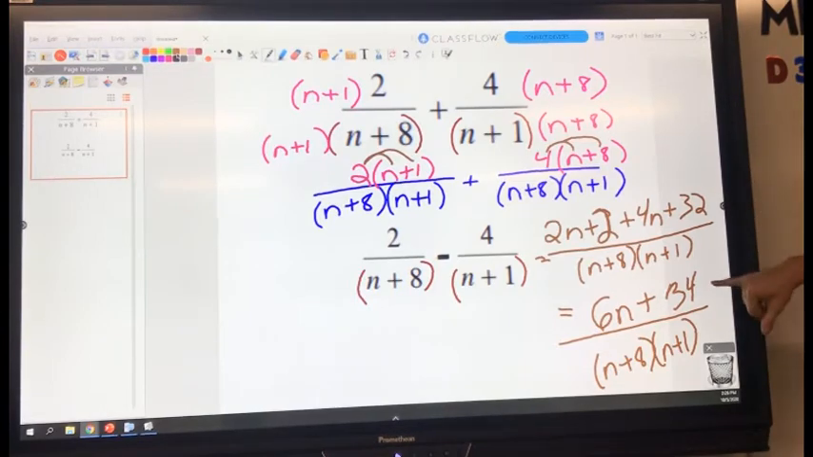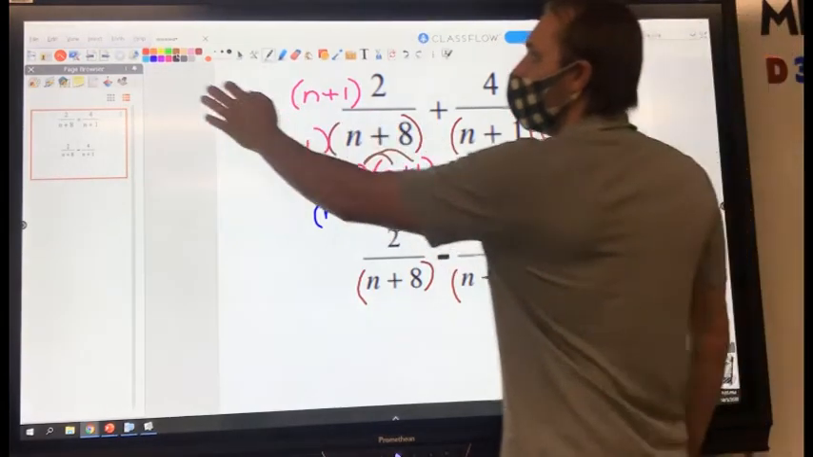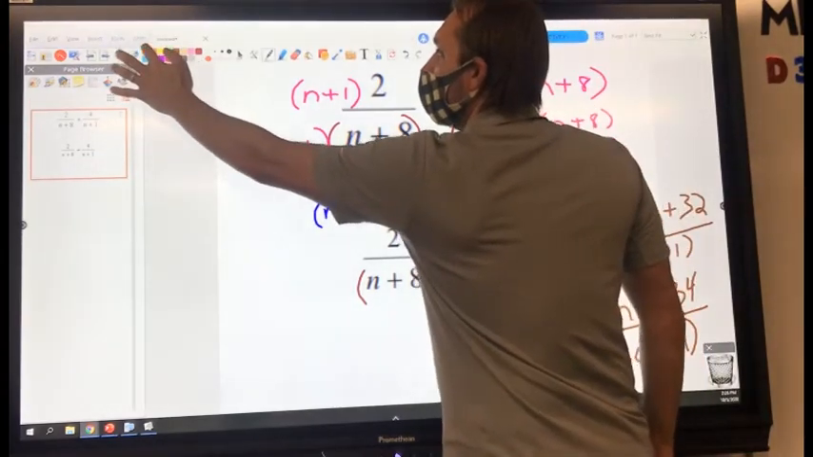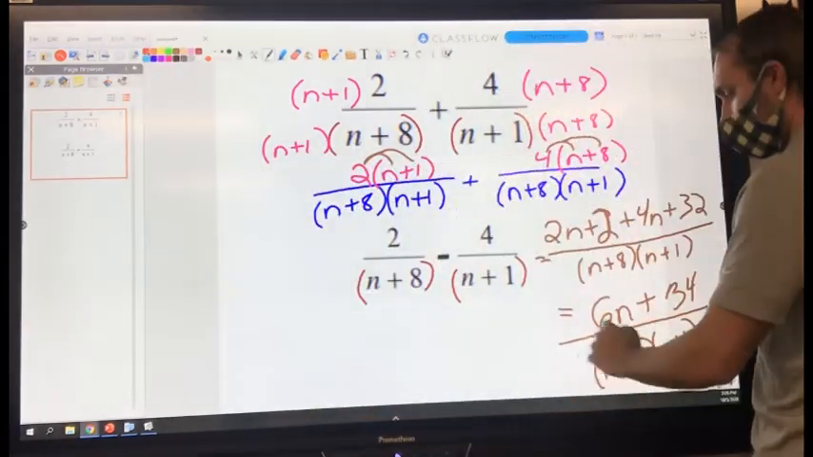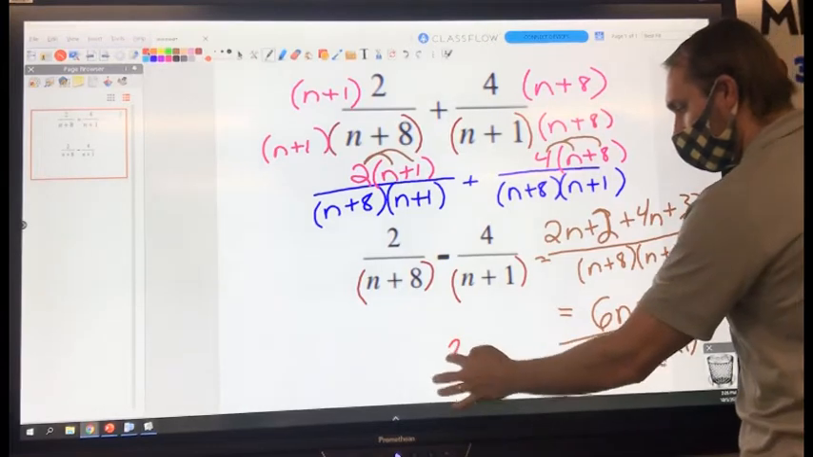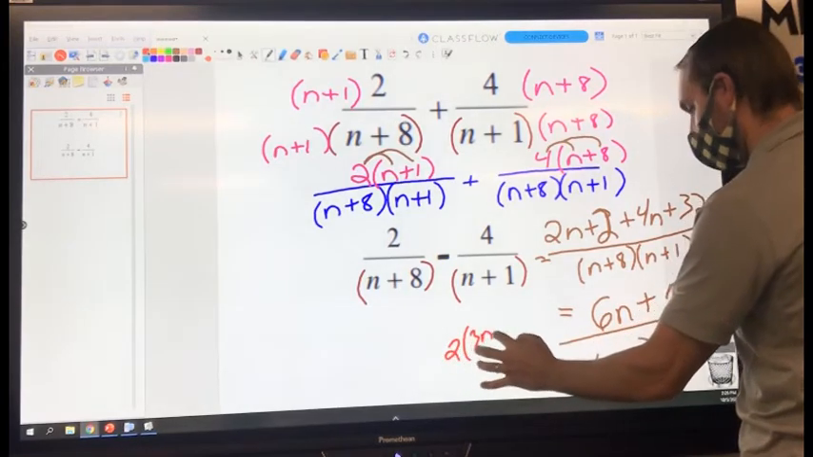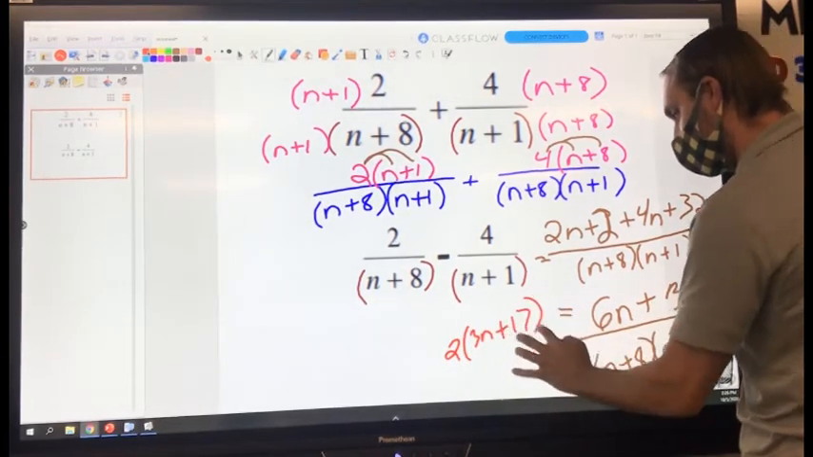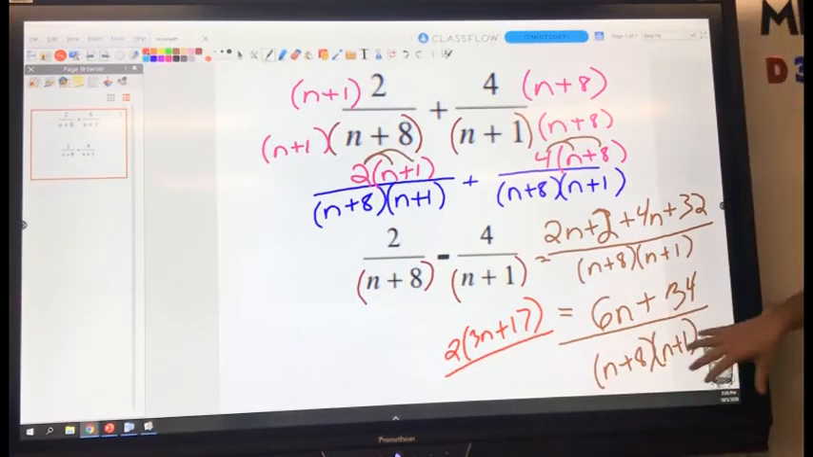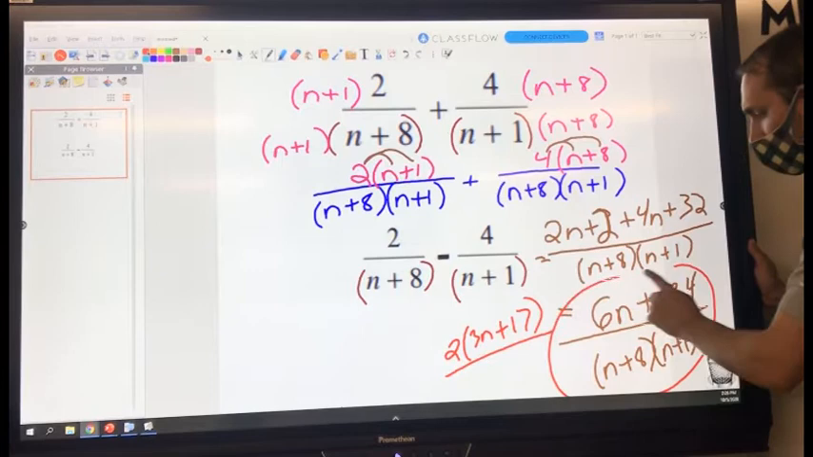I could think about factoring out a 2, perhaps. Let's see what happens. Let me take out a 2. That's 3n plus 17, which has nothing in common with anything on the bottom, so I would be okay to leave it like so.